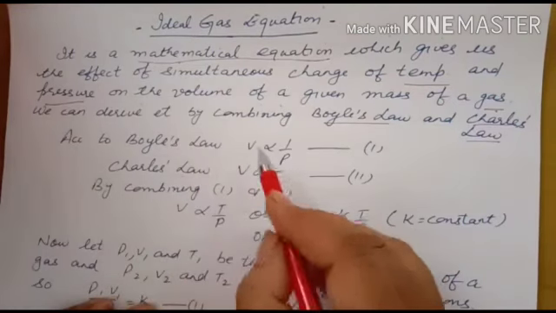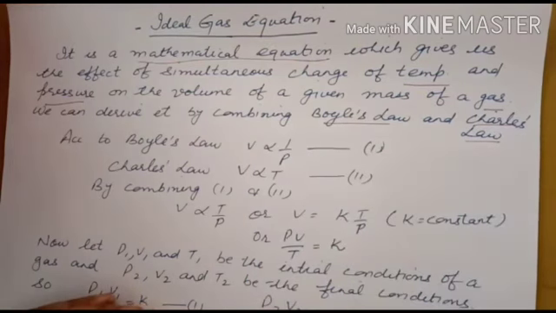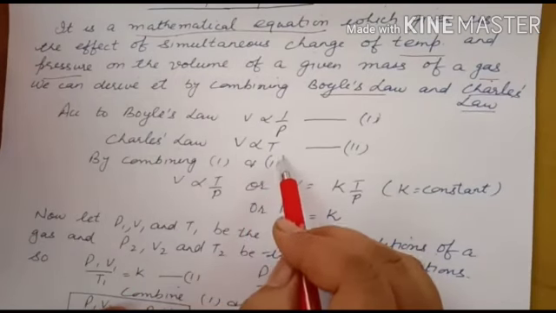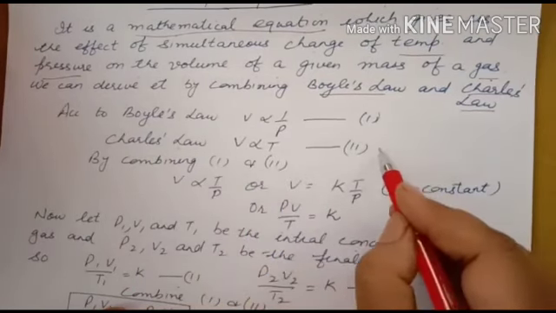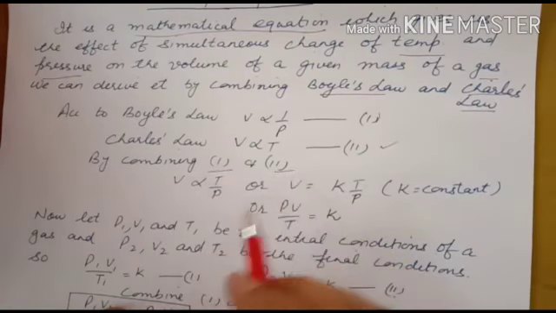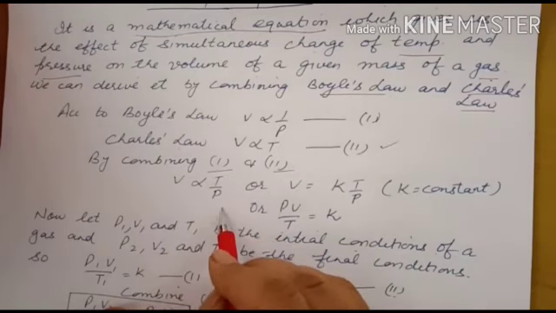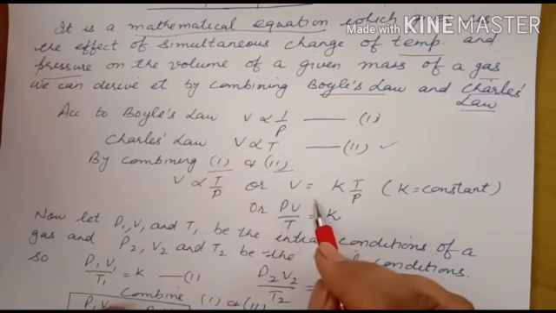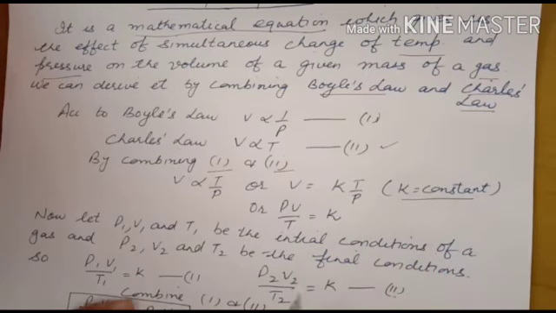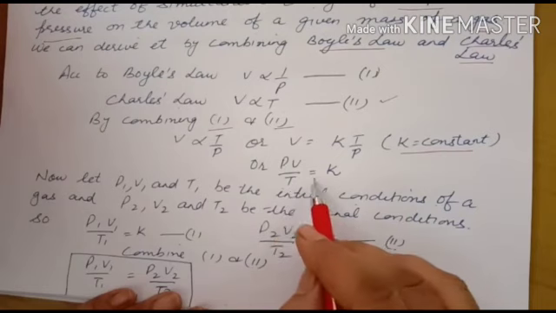According to Boyle's law, V is inversely proportional to P. Let me give it number 1. According to Charles' law, V is directly proportional to absolute temperature. Let me give it number 2. By combining 1 and 2, we get V is proportional to T upon P, or we can say V is equal to K T upon P, where K is a constant, or we can say PV upon T is equal to K.